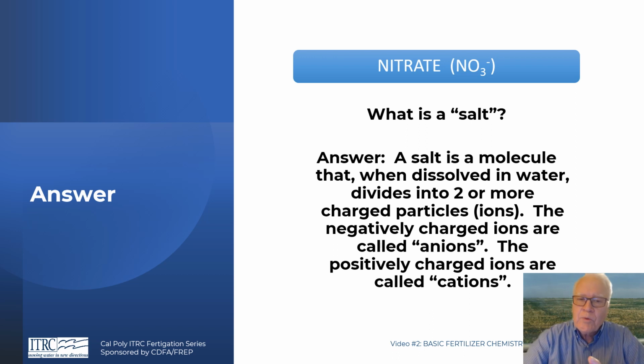And as I mentioned before, the negatively charged ions like nitrate are called anions, and the positively charged ions are called cations. So there's quite a bit here. They're ions, and when you associate a charge with an ion, it's either an anion or a cation, and you don't notice the charges until they're dissolved in water.